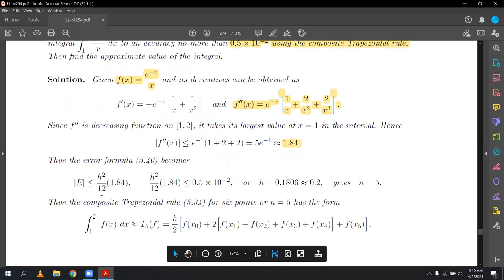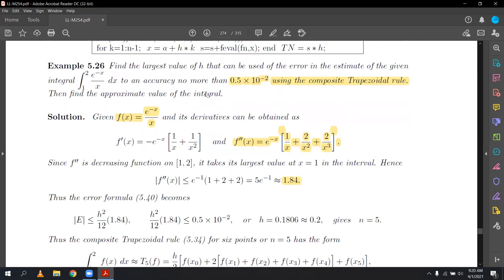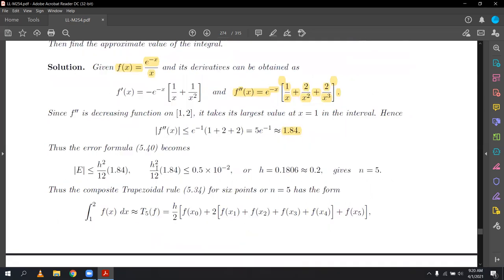H square over 12, times 1 over 80. This is the error bound, but he needs H. We don't know H, therefore he gives you the accuracy, this one. So we say this is given, this accuracy, and you simplify. You take 1.84 in the denominator, 12 in the first. So you can have H square. Take the square root and you have the value of H, which is approximately 0.2.